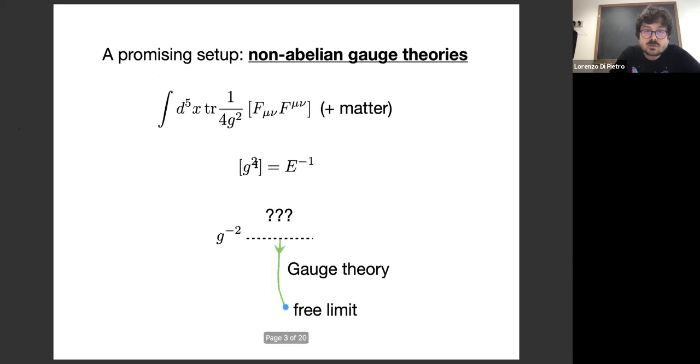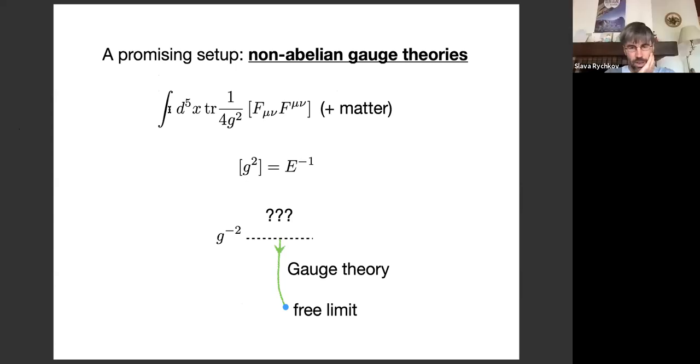Okay. So a promising setup to look for these fixed points in 5D is that of non-abelian gauge theories. So let's start by defining them. They are defined by the usual Yang-Mills.